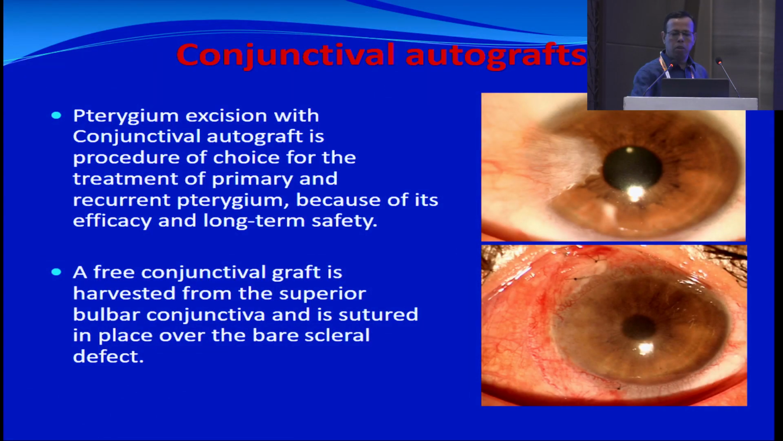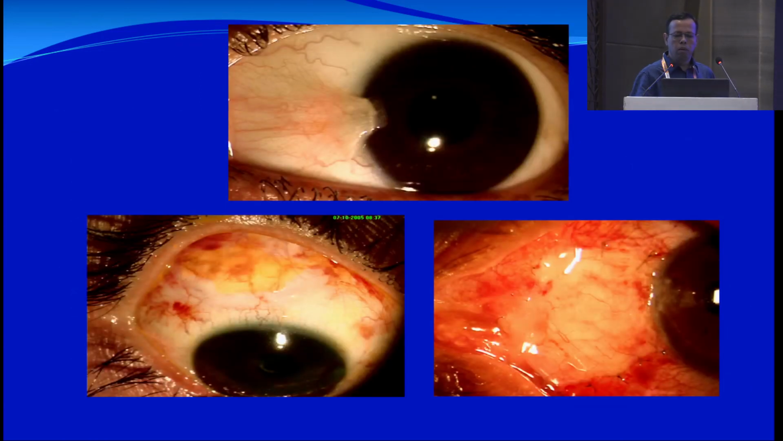So the conjunctival autograft is the most common procedure performed, and this is the procedure of choice nowadays. Here the free conjunctival graft is harvested from the superior or supratemporal bulbar conjunctiva and is sutured in place over the bare scleral defect. So this is the case of the primary pterygium, and we have harvested the conjunctival graft from the superior bulbar conjunctiva and it is secured in place with the help of the sutures.